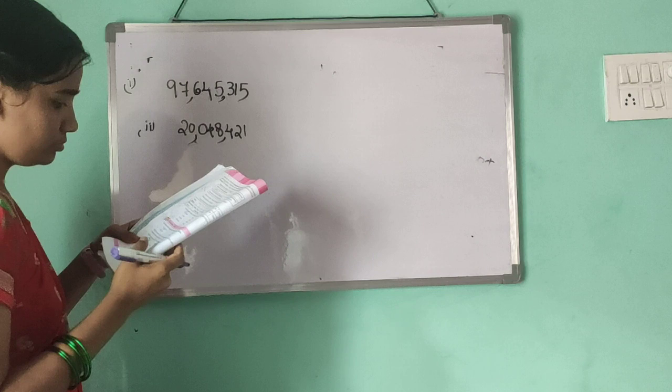12 crores, 31 lakh, 15,027. See here, crores place, lakhs place, thousands, 2 is the hundredth place, 7 is the ones place. So 12 crores, 31 lakh, 15,027. This is the Indian system.